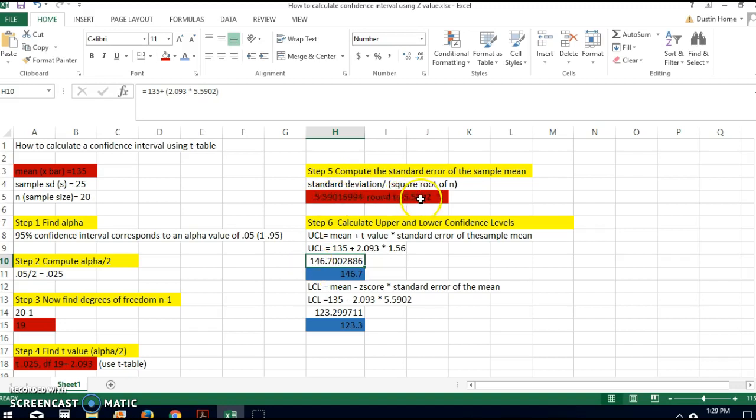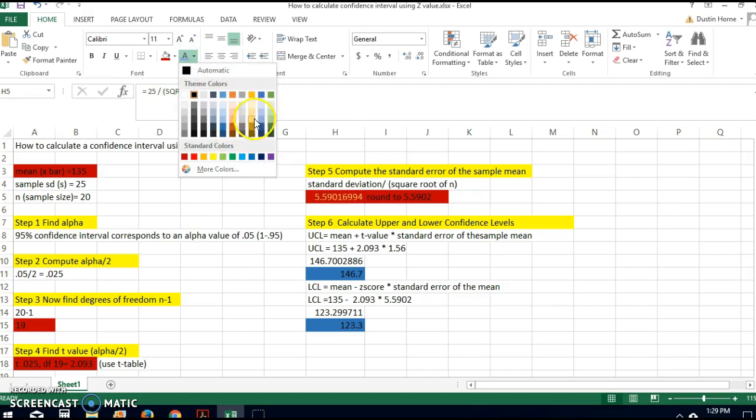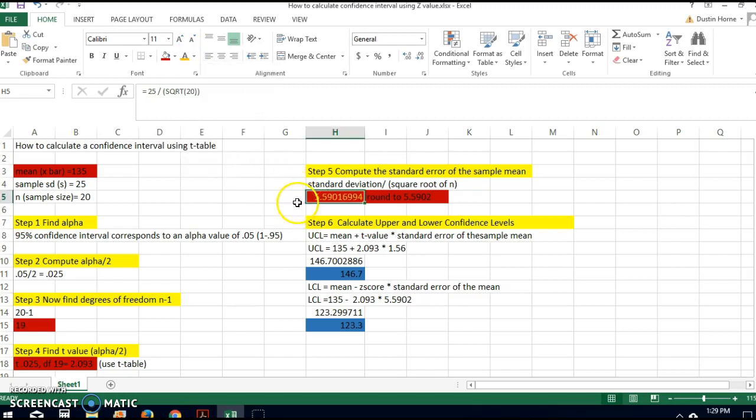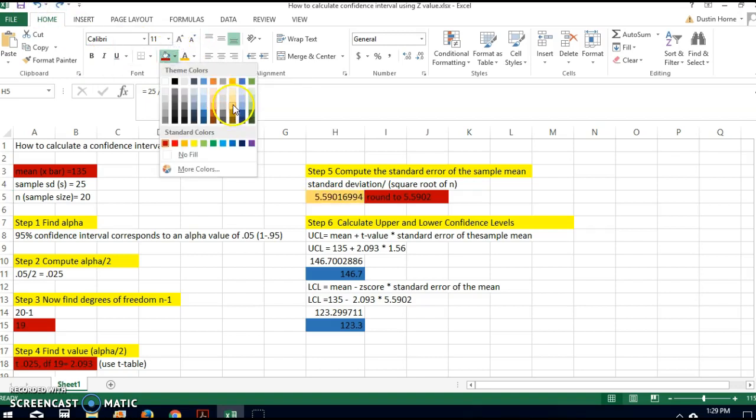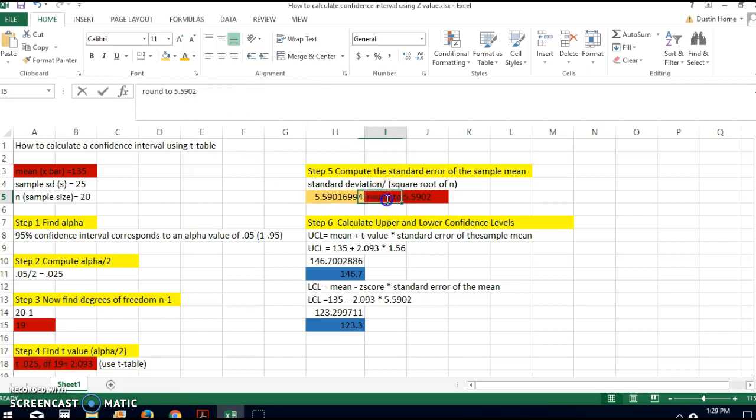Okay. Now, I needed this number here. Let's do this in orange. And so I needed that number. I'm trying to do it in a color that will stand out. We need this number, which we rounded. So you have to have the standard error number, and you have to have the critical value number.